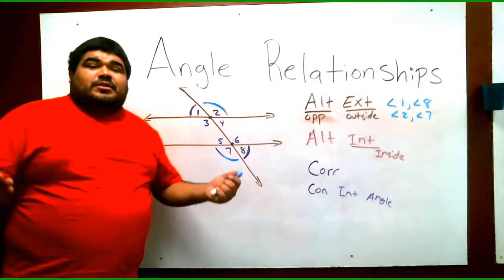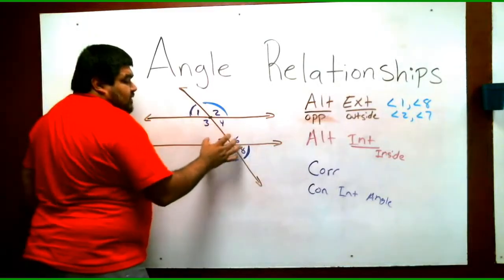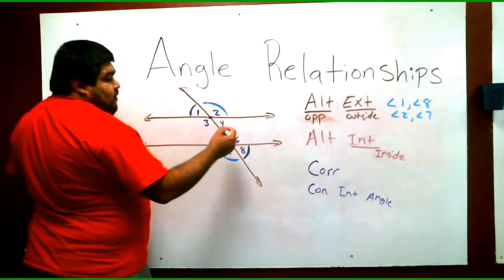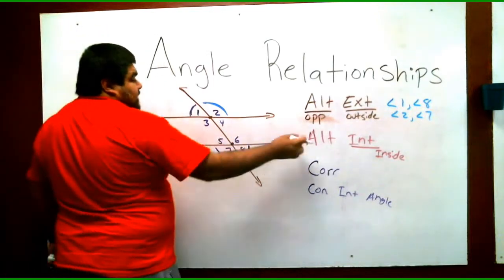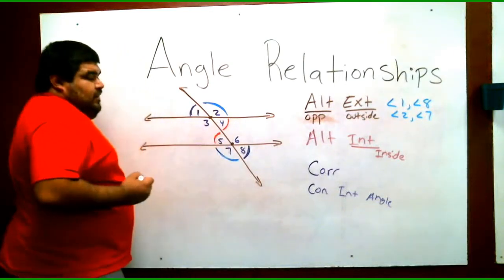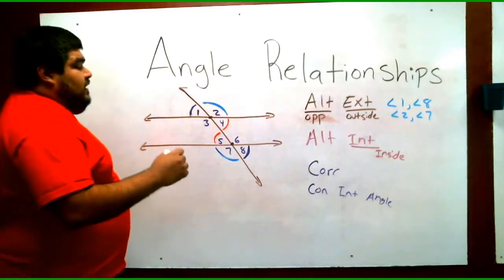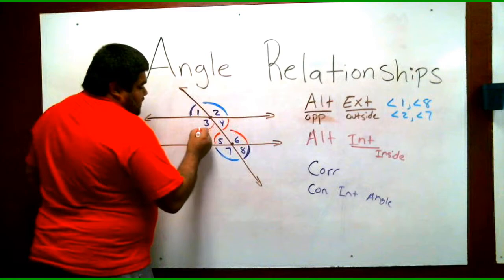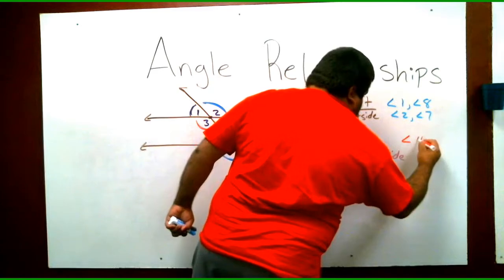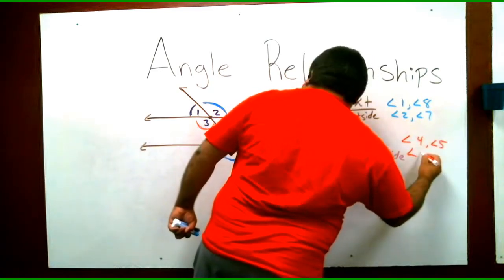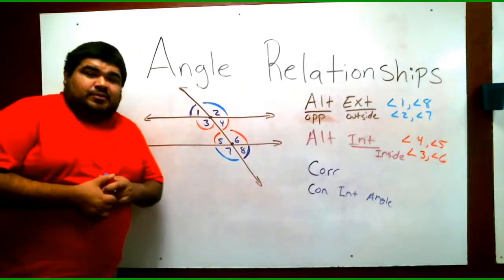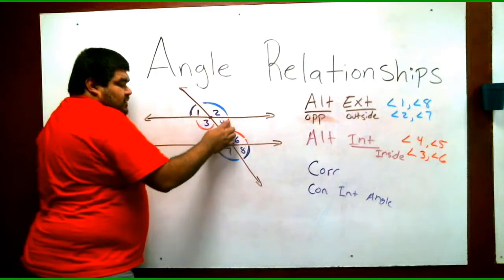Alternate interiors, again with the inside this time, so we know we're dealing with just the middle, right? Because we're on the inside. So we can say that angle 4, again, they're opposites on the inside, is congruent to angle 5. And vice versa, angle 6 and 3. We can say angle 4, angle 5, or angle 3, angle 6. Those are alternate interior because they're opposites on the inside.